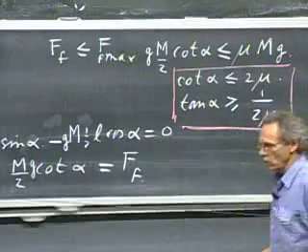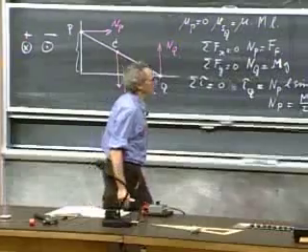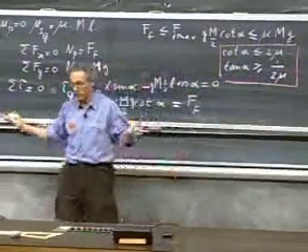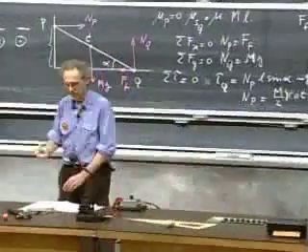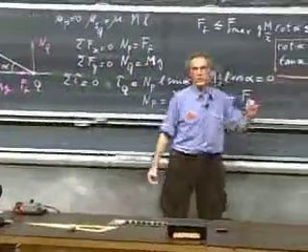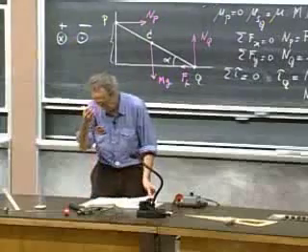When you look at this result, it tells you that the larger mu is, the smaller that angle can be. And that's very pleasing. That's exactly what you expect. And if mu is very low, then the situation is very unstable. Then it will slide at almost any angle.